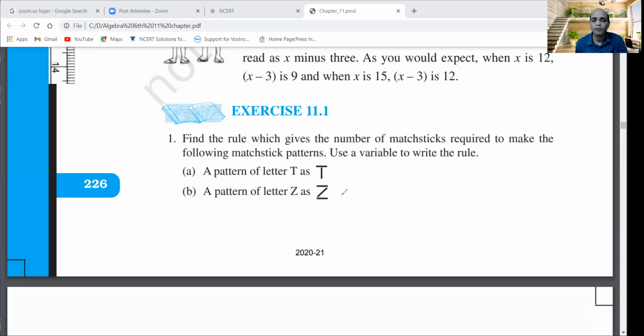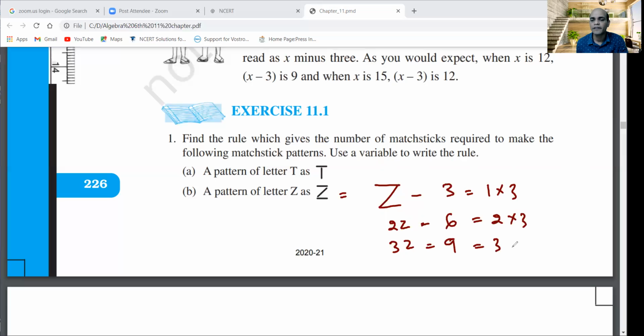Next, the pattern of letter Z. For Z, 1, 2, 3: 3 sticks are required. So for 1Z, it is 3. For 2Z, how much? 6. For 3Z, we need 9. So now, got it? What's the common rule? It is equal to 1 multiplied by 3. You can say it like that: 1 multiplied by 3, here 2 multiplied by 3, and this is 3 multiplied by 3.